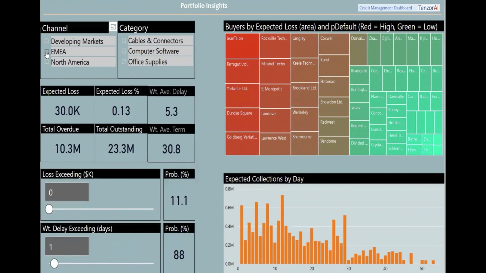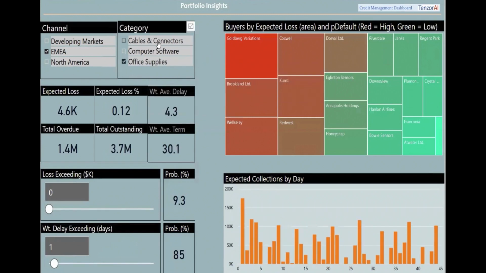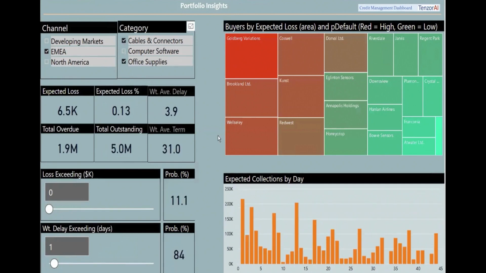For example, I only want to look at my sales in Europe, Middle East, and Africa. I want to look only at office suppliers and only at cables and connectors. So I'm not interested in the software sales. I'm only interested in this particular sales. By clicking these buttons, I selected a part of the portfolio. This is the one I'm interested in. That can be aligned to a business unit or to a financing program. This is my way to select what part of the business I want to look at.